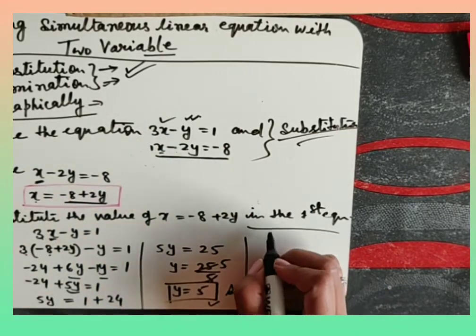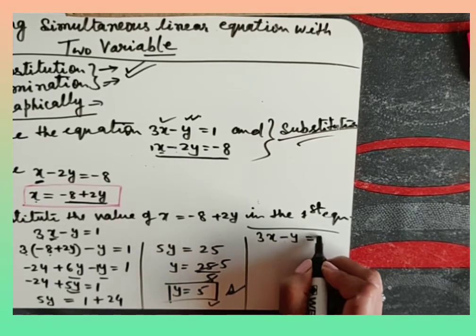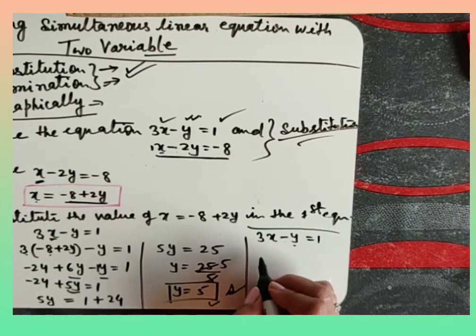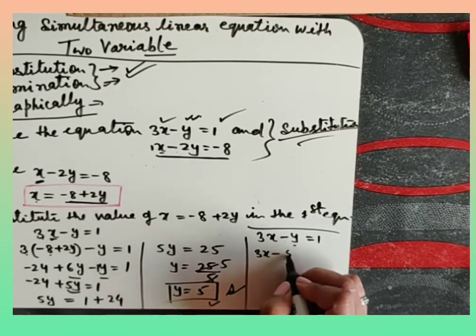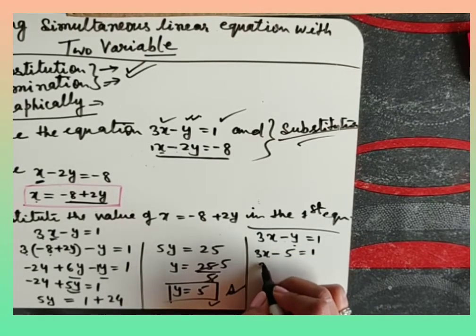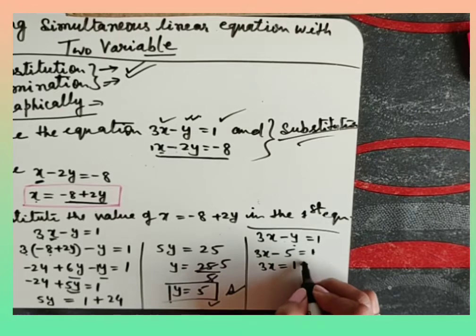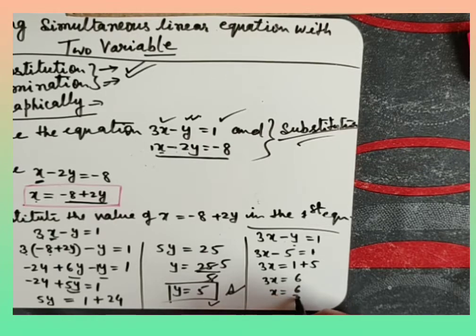Take any equation, 3x minus y equal to 1. I took the first equation and substitute the value of y here. So 3x minus, in place of y we put 5, equal to 1. So 3x equal to this one, and minus 5 will be plus 5 this side. So 3x equal to 6. So x equal to 6 over 3, we have 2. So x equal to 2 is the answer.